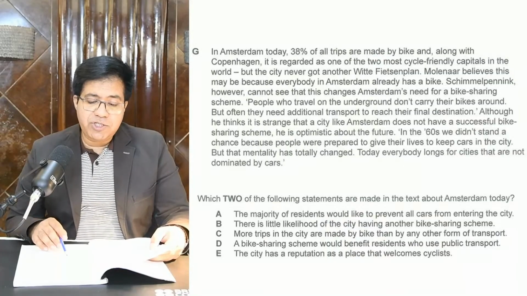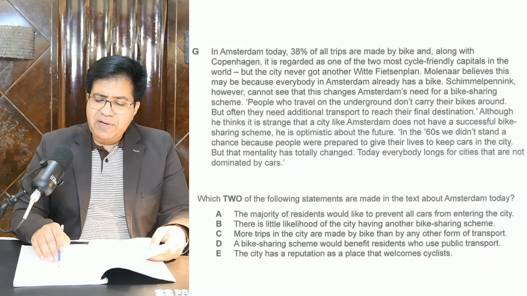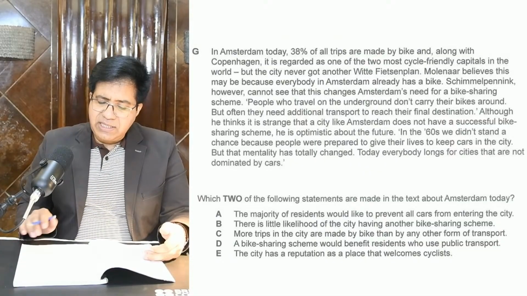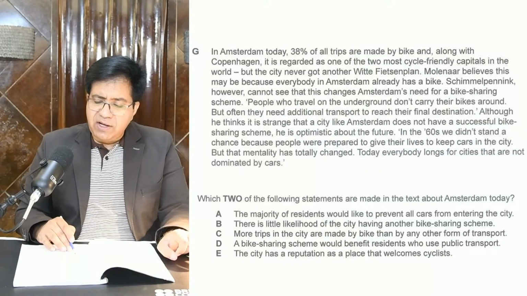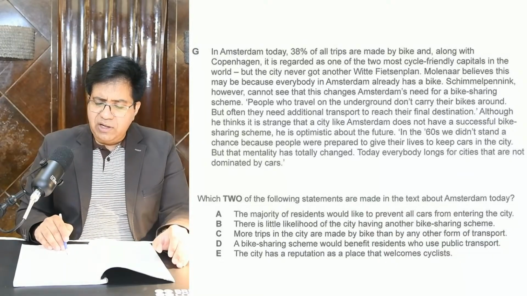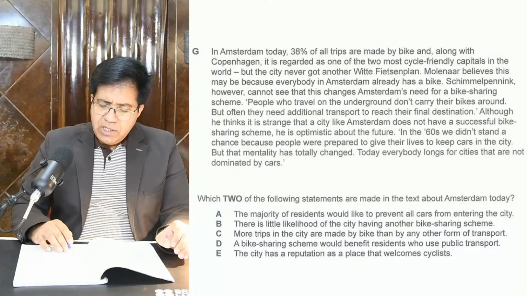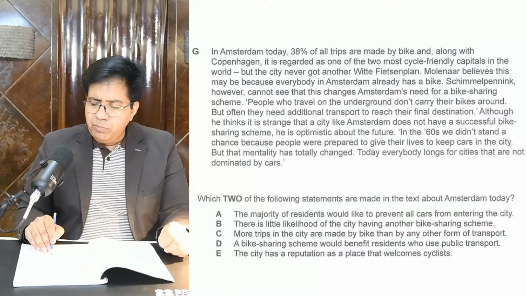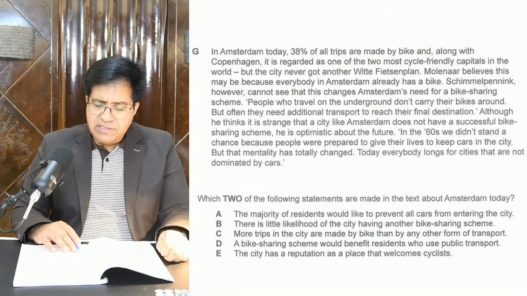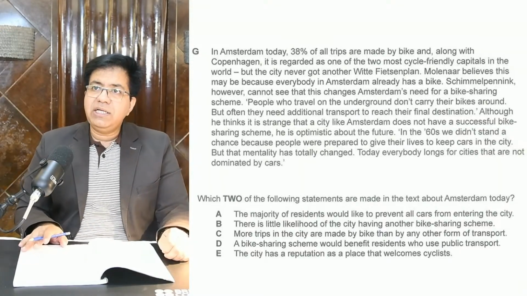That is option E. City has a reputation as a place that welcomes cyclists. For that, they say it is regarded. It means like Amsterdam or Copenhagen, it is regarded as one of, Copenhagen is the city actually. So it is regarded as one of the two most cycle-friendly capitals in the world. So first correct answer is option E.